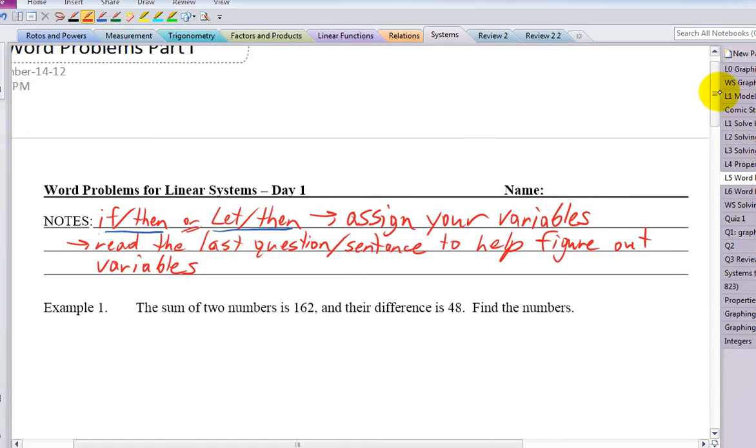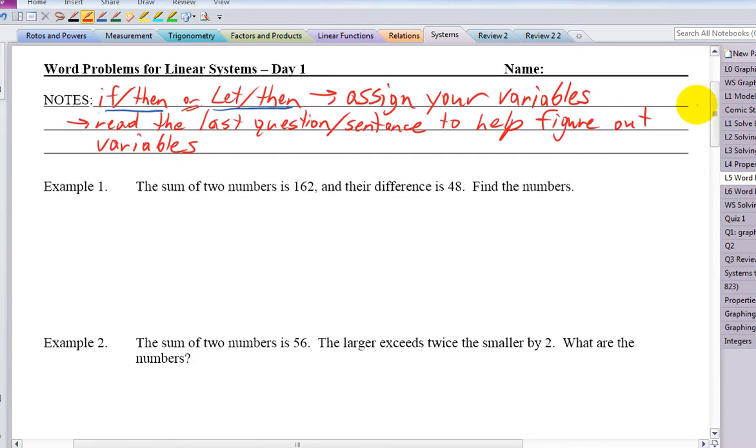Okay. So our first question says the sum of two numbers is 162. Their difference is 48. Find the numbers. So the last sentence says find the numbers. That means we want to make our if-then statement based on that. So if X equals the first number, then what should Y equal? The second number.